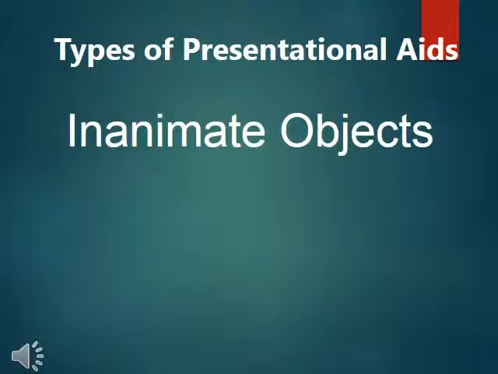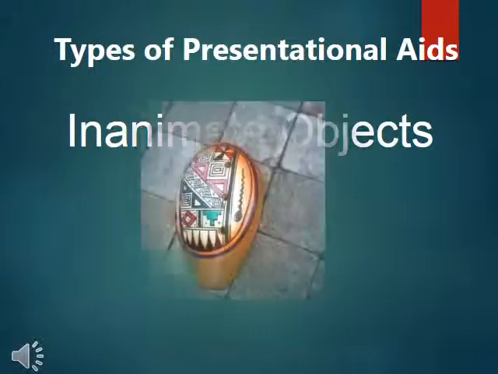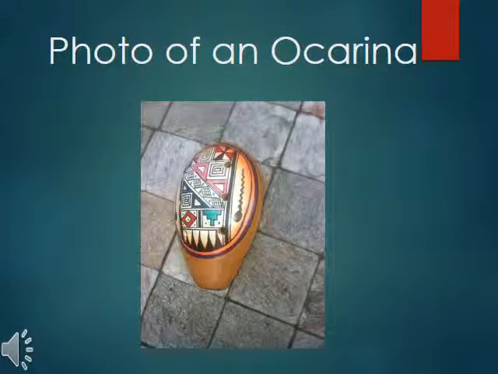Inanimate objects make great presentational aids. For a speech about musical instruments from around the world, you could bring a Peruvian ocarina and play a few notes. Because this instrument is small, you could also use an enlarged photo as well, so that everyone in the back of the room can see.